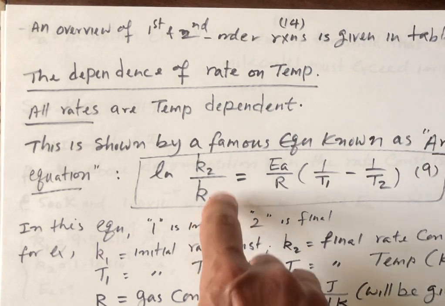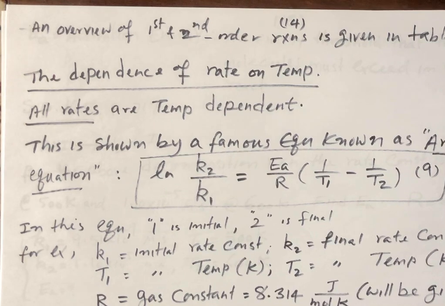Now the subscripts 1 and 2 stand for initial and final. So K1 is the initial rate constant, K2 is the final rate constant. And T1 is the initial temperature, T2 is the final temperature.